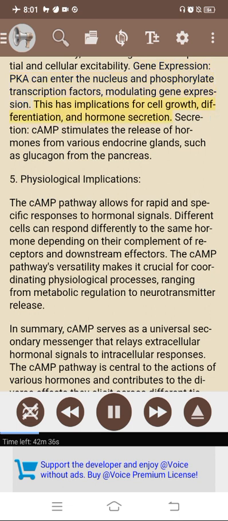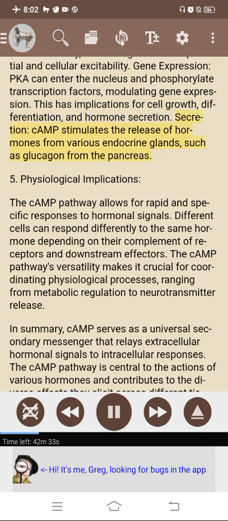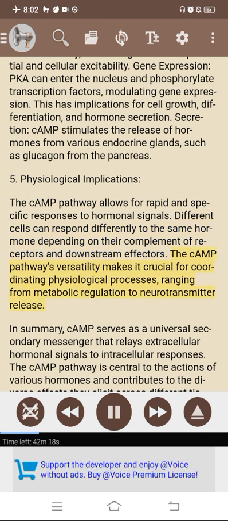This has implications for cell growth, differentiation, and hormone secretion. cAMP stimulates the release of hormones from various endocrine glands, such as glucagon from the pancreas. 5. Physiological implications. The cAMP pathway allows for rapid and specific responses to hormonal signals. Different cells can respond differently to the same hormone depending on their complement of receptors and downstream effectors. The cAMP pathway's versatility makes it crucial for coordinating physiological processes, ranging from metabolic regulation to neurotransmitter release.